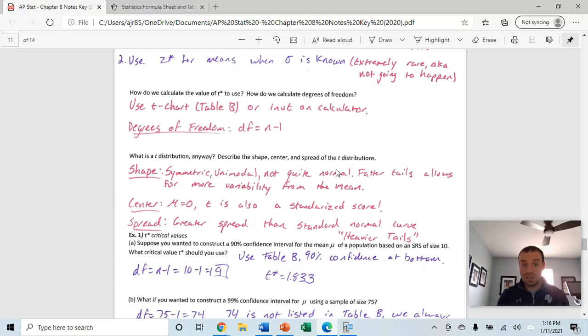The t distribution is also centered at 0. It is considered a standardized score. It has greater spread than the standard normal curve because it has heavier or fatter tails. We'll look at the next examples in class about finding critical values.